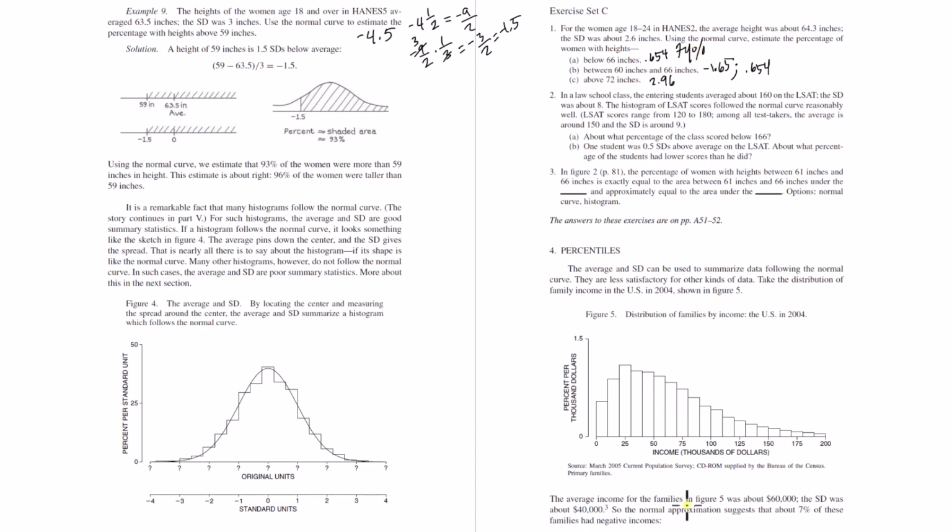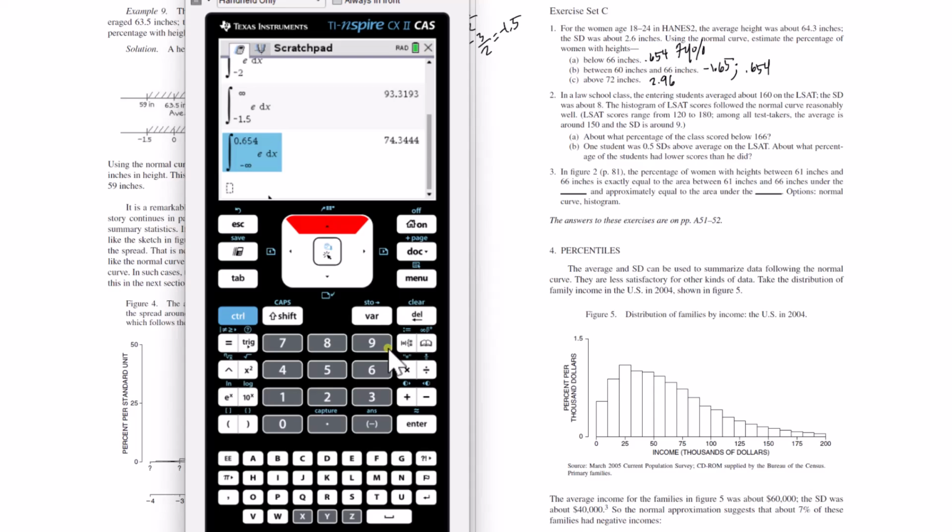Between 60 and 66 inches. So the lower limit is minus 1.65. Upper limit is 0.654. 69%.